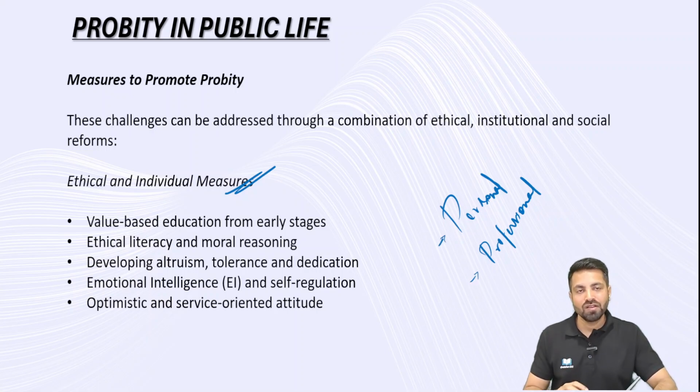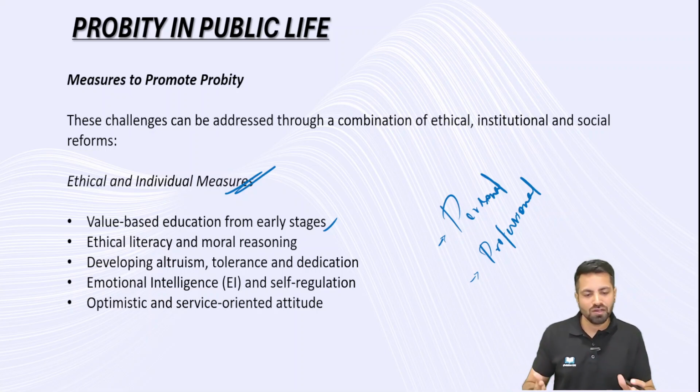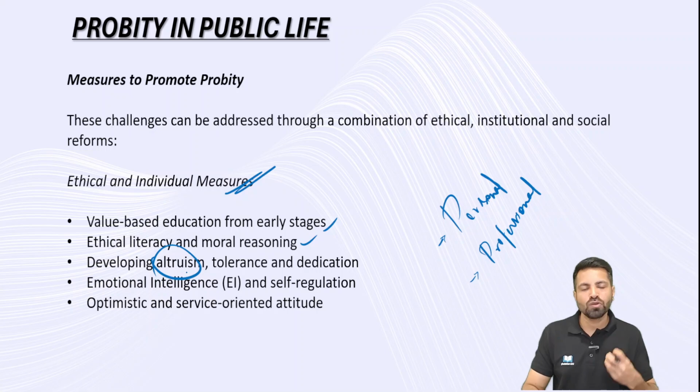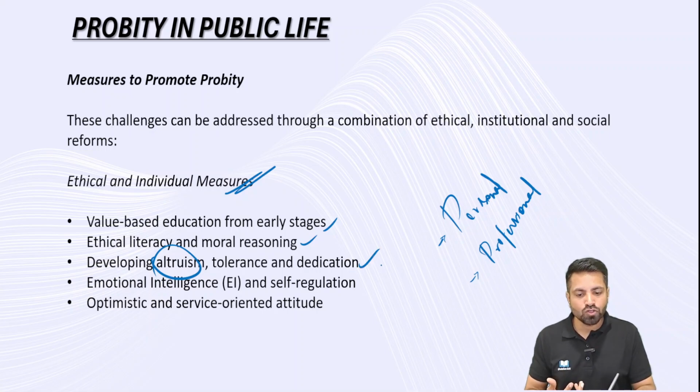At the personal level, see, it has to start from the educational level, very basic. From the beginning it has to be started, like value based education from the early stages. This value based education is going to mold you, it is going to change your value system. So from the beginning, education, family, teachers, they play a very important role. Value based education focuses on ethical literacy and moral reasoning, and developing altruism, that you want to help without any expectation, the genuine intention to help others. Altruism, compassion, empathy, tolerance, dedication, all these things should be inculcated.